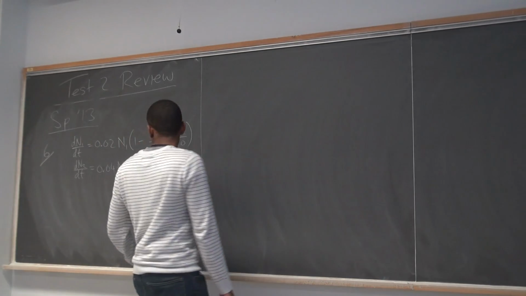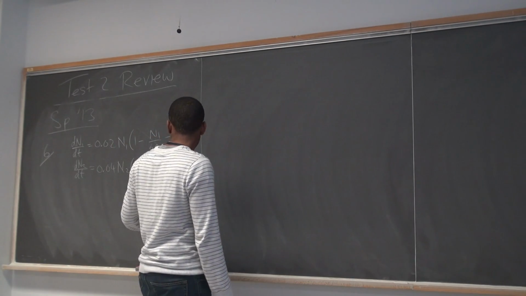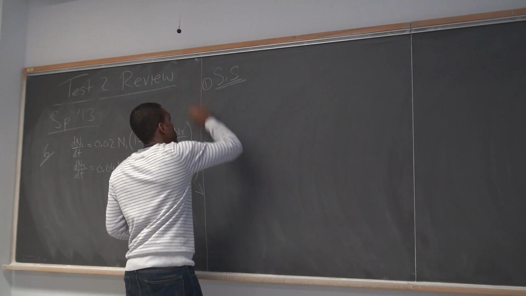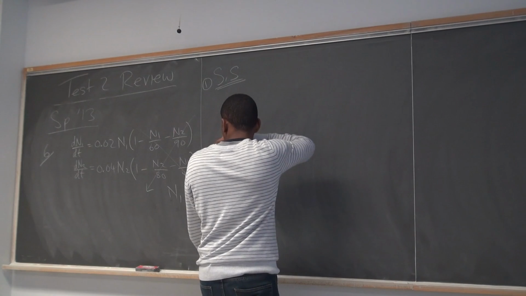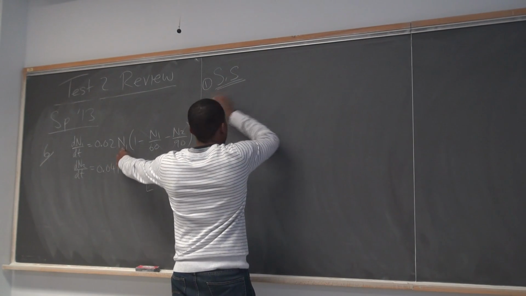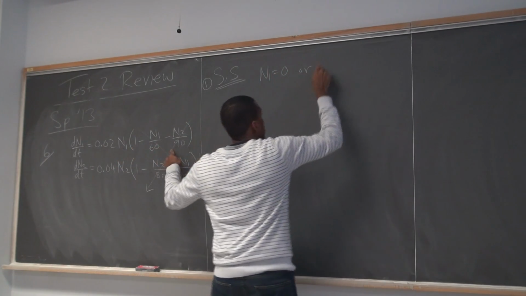So let's actually see if we care about that. So we know what's going to happen. Let's actually find the steady states. How do we find those? Set these equal to 0. In the first equation, we have two cases: N1 equals 0, or this equals 0.